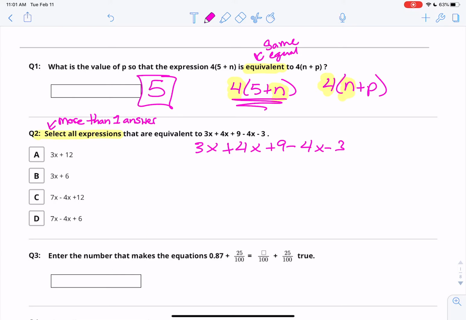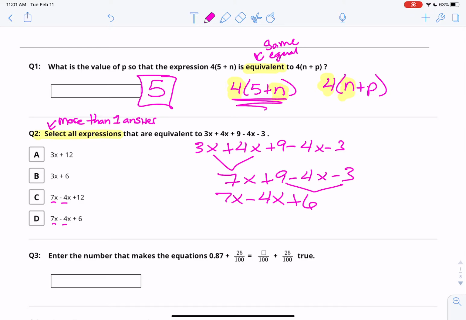So I'm going to start just with the first two things I can combine or simplify, and I noticed that 3x and 4x both have x's, so we can combine them. They're like terms, and that gives me 7x plus 9 minus 4x minus 3. And then I noticed that C and D both have the 7x, and they have the minus the 4x, they just moved it next to it, so let's go ahead and do that. And then they have a 12 or a 6, so they combine this 9 and that 3. So 9 minus 3 is 6, so it's going to be plus 6.